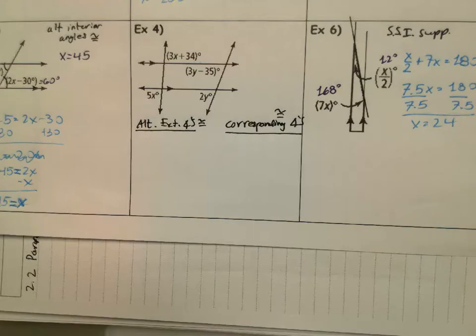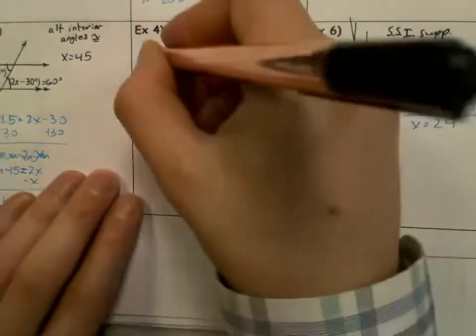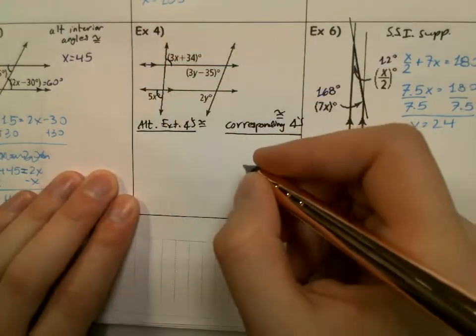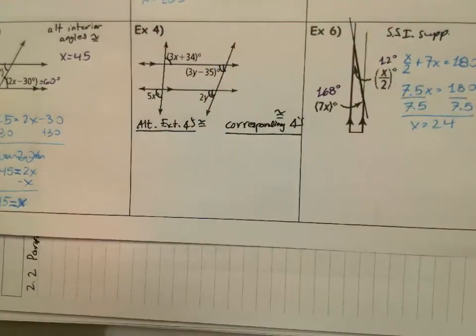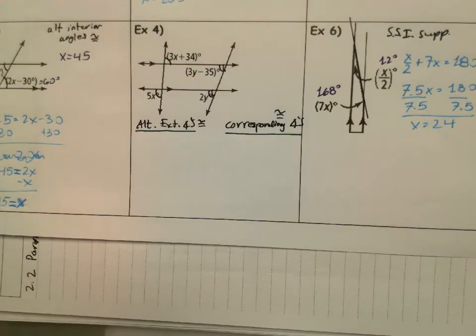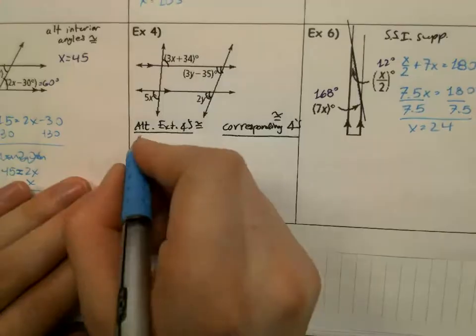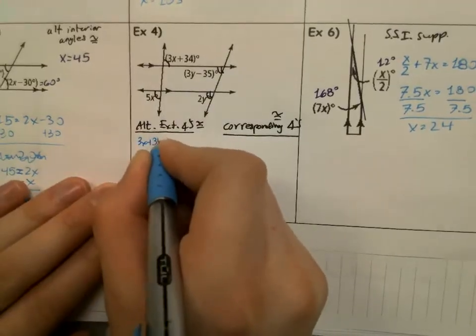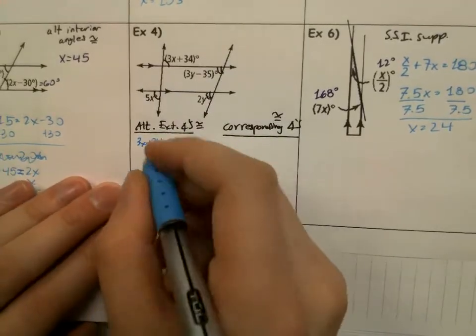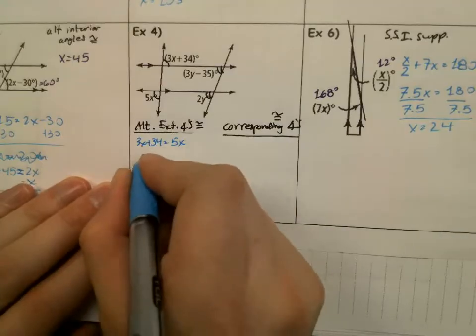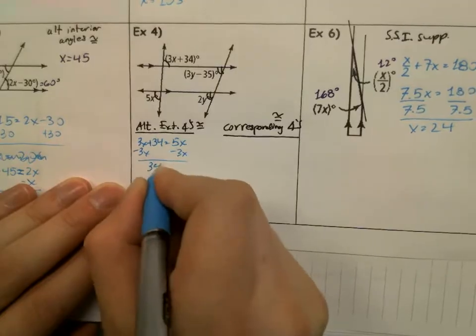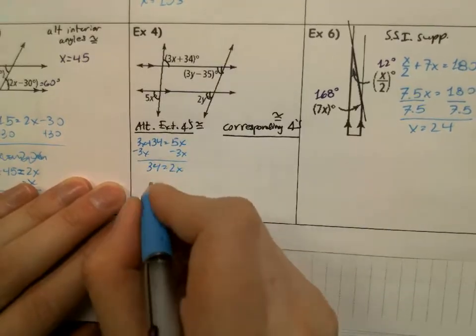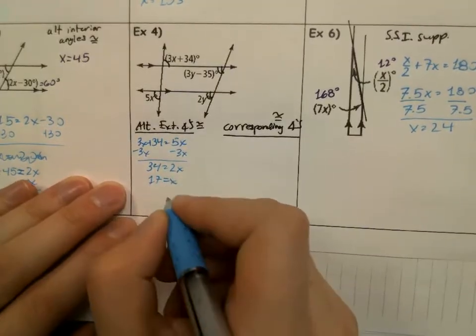Now, that means that for this one, we know that this angle is congruent to this angle, and we know that these angles are congruent to this angle. Sorry, that angle is congruent to that angle. So we could set some things equal. Okay? For the alternate exterior, we have 3x plus 34 equals 5x. Subtract 3x from both sides. We get 34 equals 2x. So that means 17 equals x there.